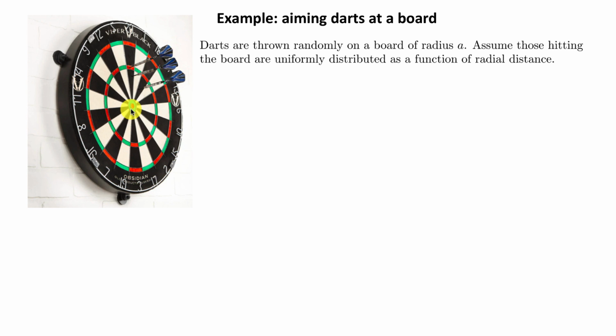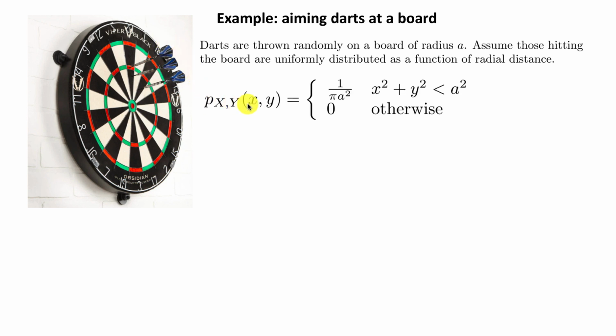Anyway, if we do assume that, then we have the probability of a dart landing at coordinate x and coordinate y is equal to a constant. Well, that constant, we could have called it c, but we know that the value of that has to be 1 over pi a squared because when we multiply by the area of the board, then we'll get 1 in that case.